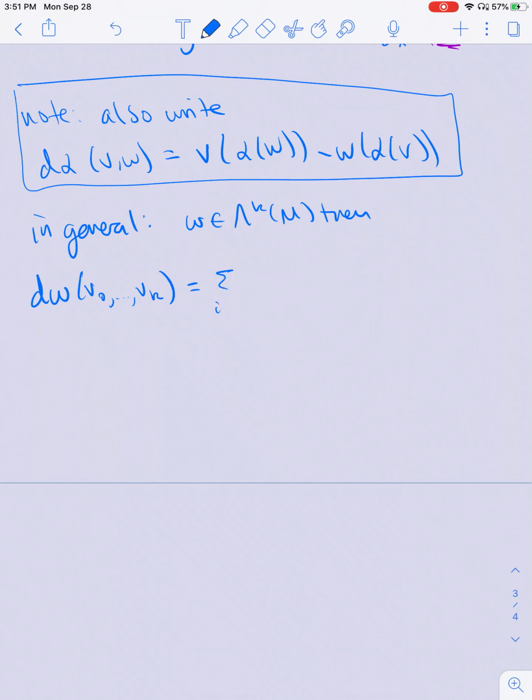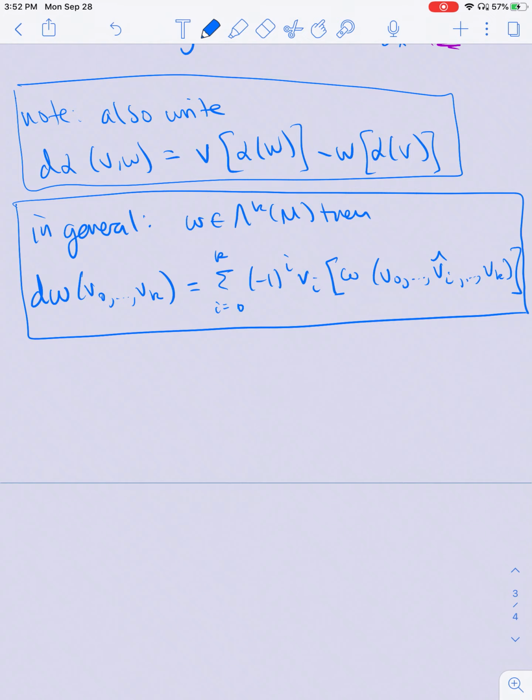I get the sum from i equals 0 to k of negative 1 to the i, vi applied to, I suppose your book likes in all these places to use square brackets, so I should probably do that as well, vi applied to omega applied to v0 through, removing vi, and then vk. So this is the general formula.